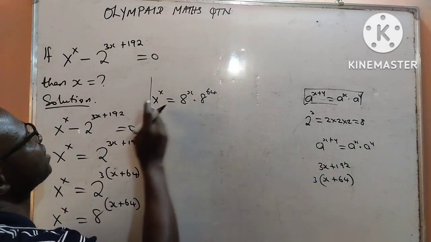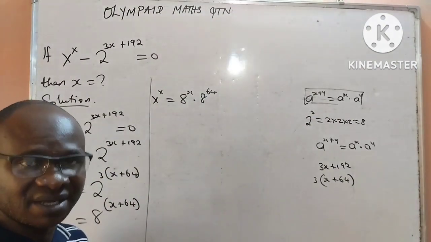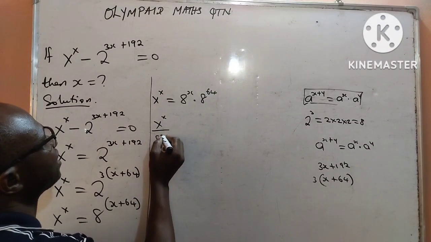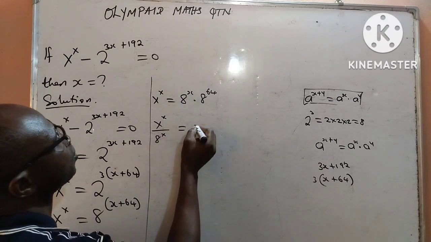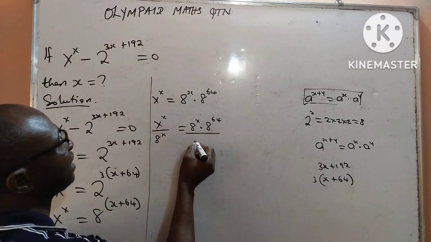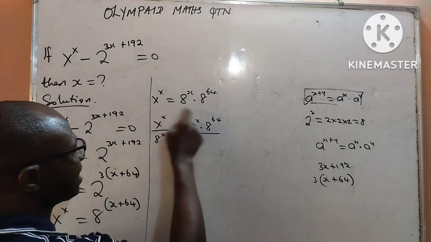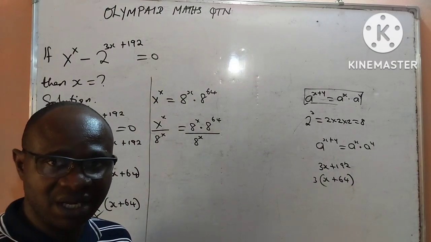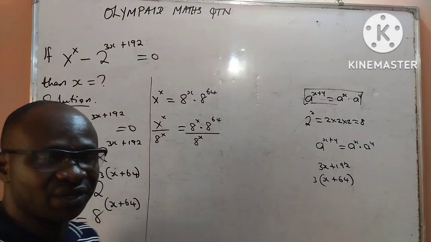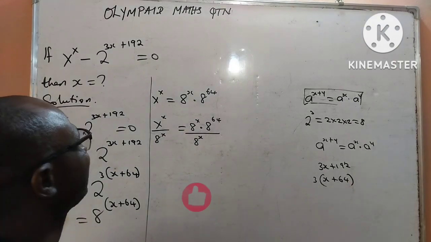The reason is because I want x to come to the left, and numbers without x will go to the right hand side. And doing that, I have x to the power x all over 8 to the power x is equal to 8 to the power x multiplied by 8 to the power 64 divided by 8 to the power x. What I'm doing at this point is that I am dividing both the left hand side and the right hand side by 8 raised to x. And when it is done on both sides, the equation is still intact. You know, math is life.